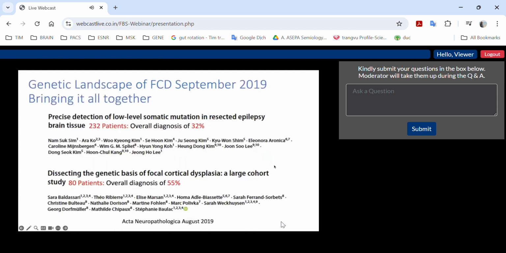Now, two groups did very large studies with a large number of patients that had had epilepsy surgery. The group from Korea, using tissue and blood, were able to identify the cause in about a third, and the group from France in about 55%. So overall, the diagnostic rate, even if you have deep sequencing and you have brain tissue, is about 50% in patients with FCD.